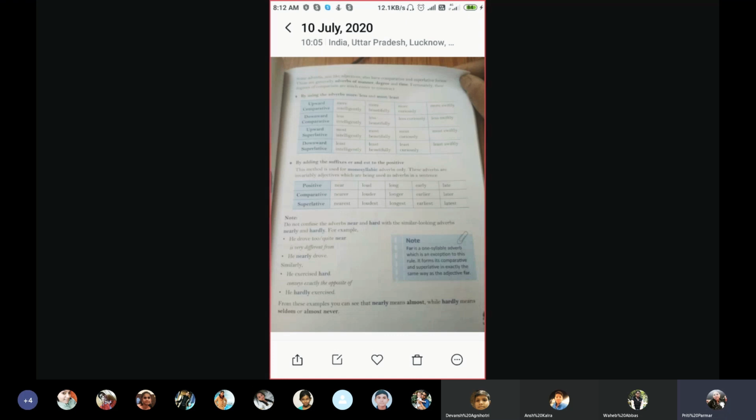Coming to the next one, more beautifully, less beautifully, most beautifully, least beautifully, more curiously, less curiously, most curiously, least curiously. So here more and less, most and least are used. Now more and less are the comparative forms, and most and least are the superlative forms. So let's come on to the next chapter.